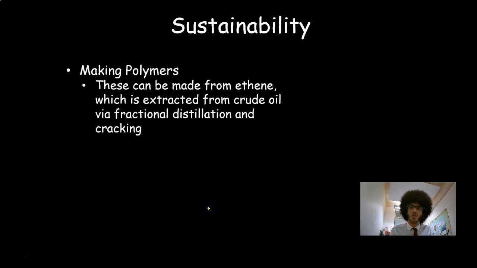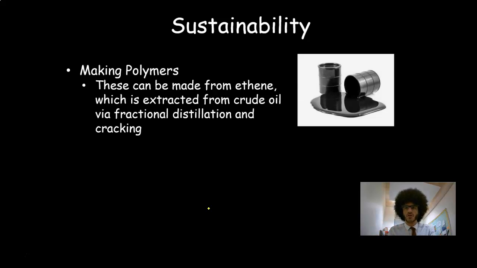Now, what you can do with polymers is that you can make them from ethene, which is extracted from crude oil via fractional distillation and cracking. Now, as we mentioned before, this is a finite resource. So if we continue to make polymers this particular way, it's just going to run out quite quickly, so it's not sustainable.